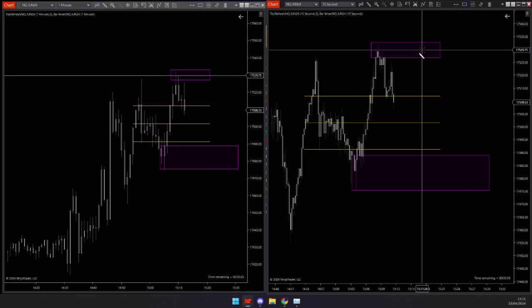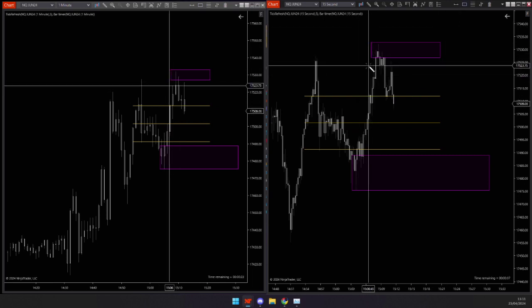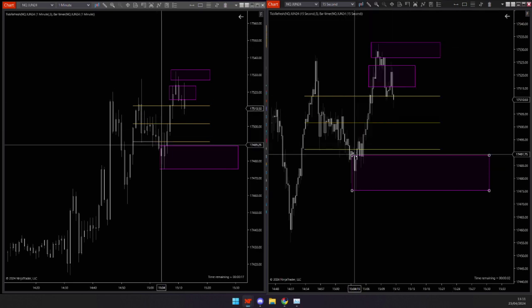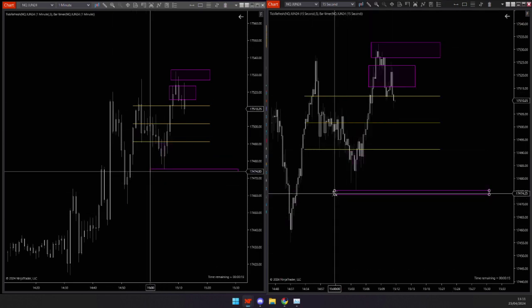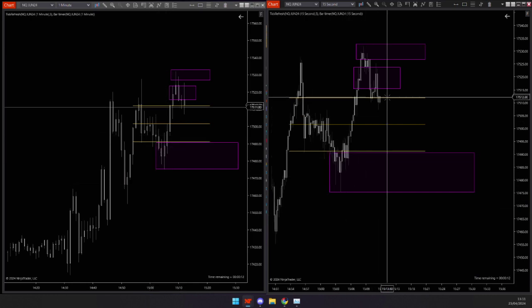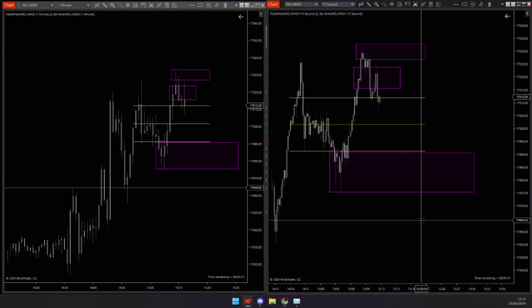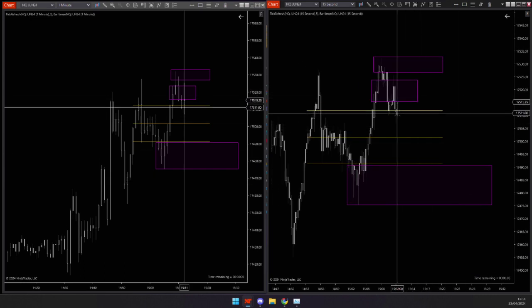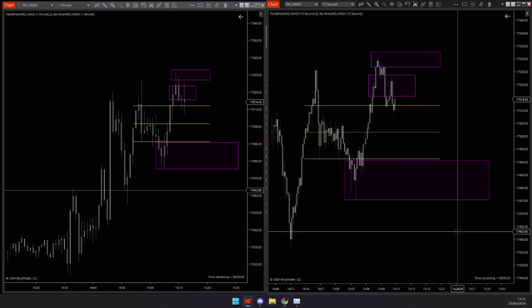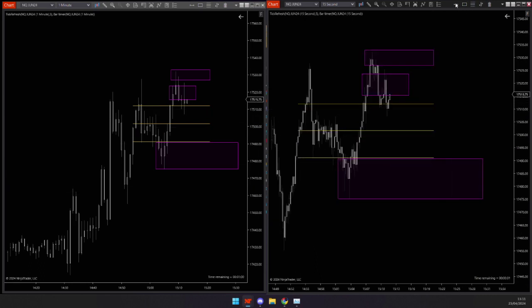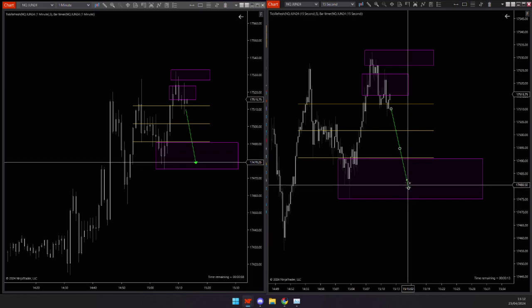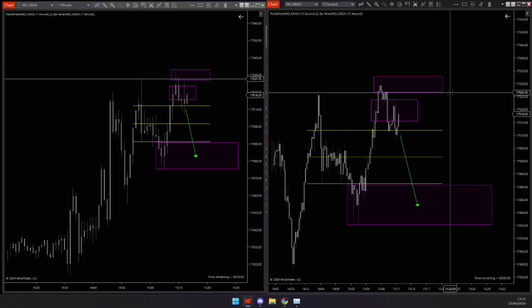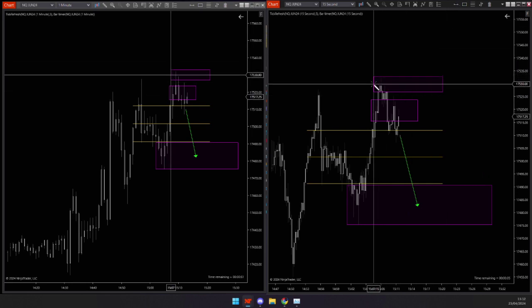So look, we have the S&D responsible for the break. I'll just select the whole zone. When this fails, we usually go back to the origin of the move. Yeah, my laptop was lagging a bit there. So let me do that. If that doesn't happen, then let's see.